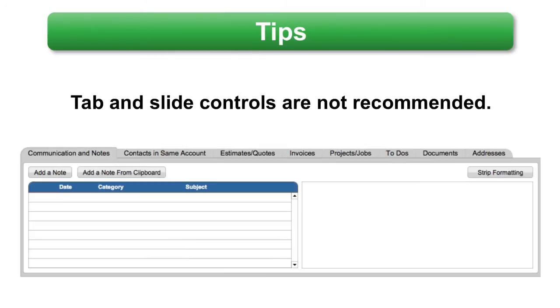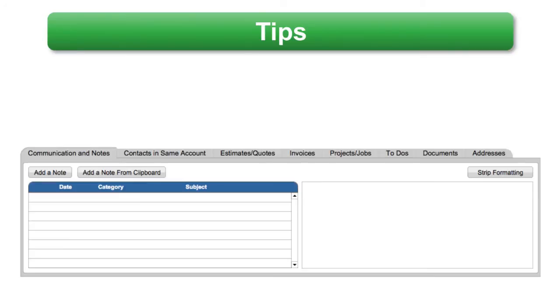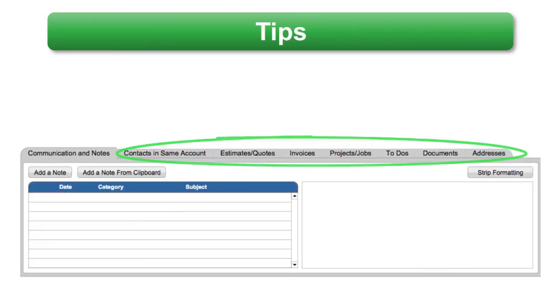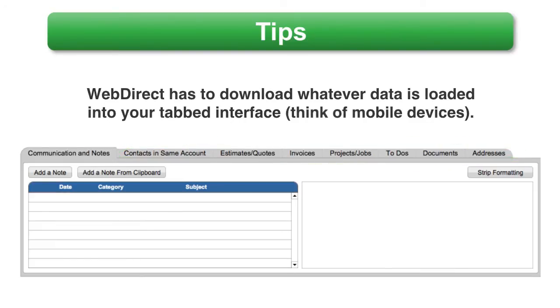Tab and slide controls generally have a lot of object data associated with them. That's that XML that we saw earlier. I recommend using tab and slide controls sparingly, just for the sake of not loading extra data on your screen that you don't need. Once again, create dedicated workflow that's mission specific to the users who are accessing the WebDirect interface. If you create tabbed interfaces and you load tons of data into the tabbed interface, WebDirect has to download all that information to display it. And if you have an underpowered Android device, that's going to make your life more challenging than it has to be.